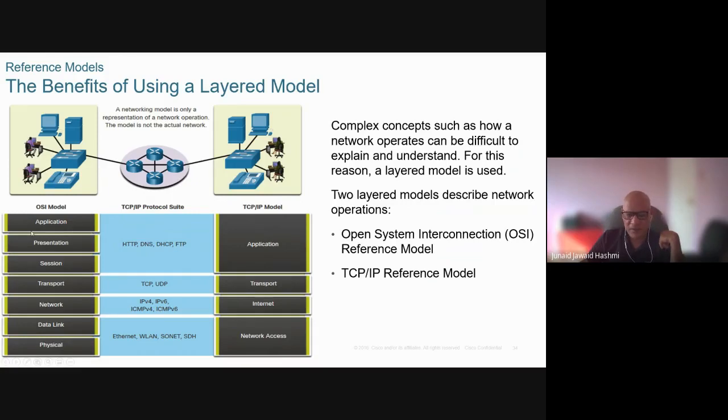They do the same thing. TCP/IP has fewer layers because some of the layers are combined, since they do very similar tasks. For example, application, presentation, and session perform similar tasks, so they're merged into one layer, which is the application layer.